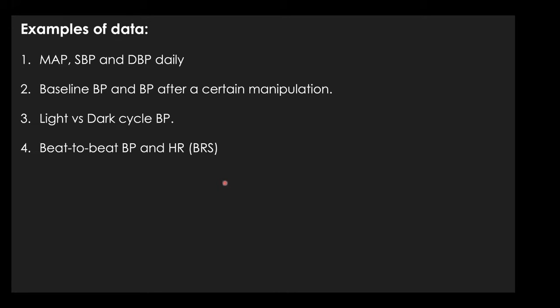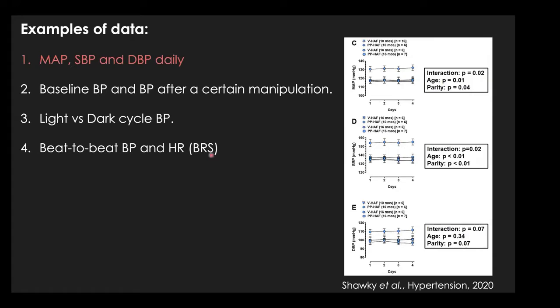So those are some examples of data that people have reported with telemetry before and we have used. And I'm sure that other users using the telemetry system have done much more than this, but those are just some examples. For example, people use it to record the mean arterial pressure, systolic and diastolic blood pressure daily. And on your right side here, as you can see, this is a paper that we published last year. We had 4 groups of rats and we measured their blood pressure for 4 consecutive days. Here we are reporting the mean arterial pressure, systolic blood pressure, and diastolic blood pressure.